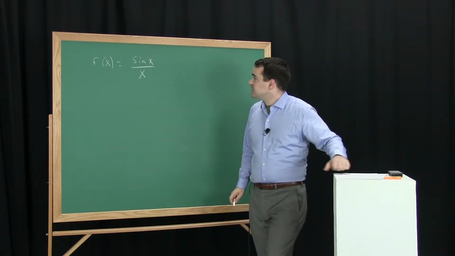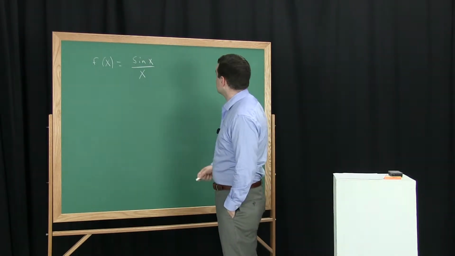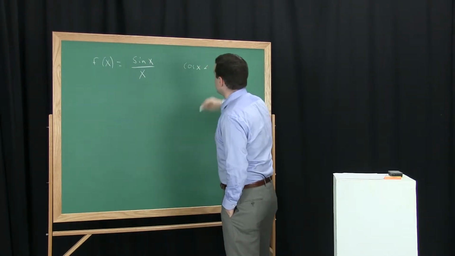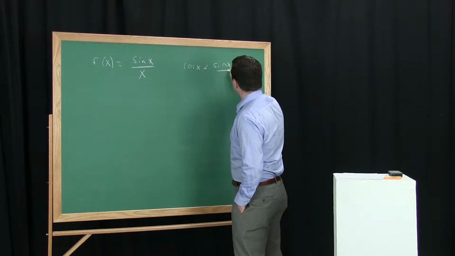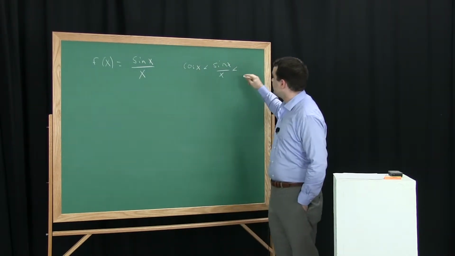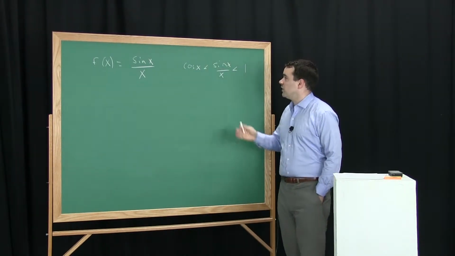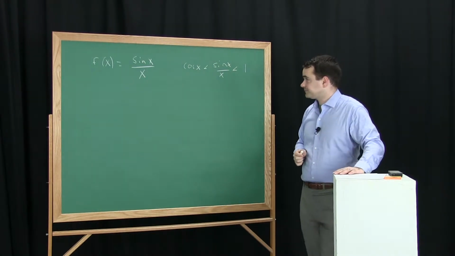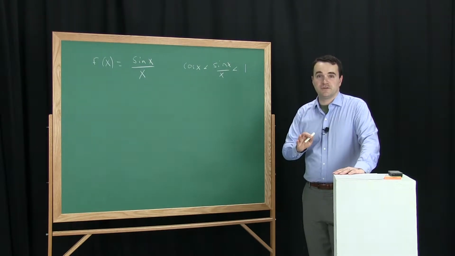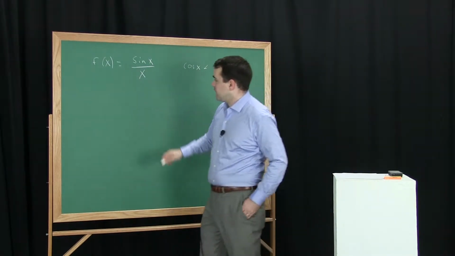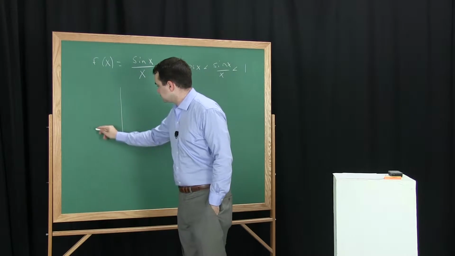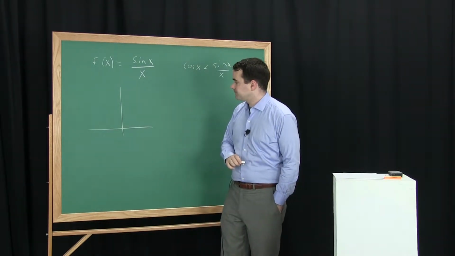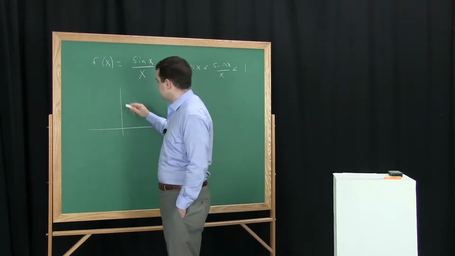And what we did was we saw something like this. We saw that cosine of x is less than sine x over x, and that's less than the number 1, at least if x is between 0 and pi over 2. And what I want to start off doing here is show you the graph of this. I can't show it to you exactly, but I'll try to sketch it. It looks something like this.